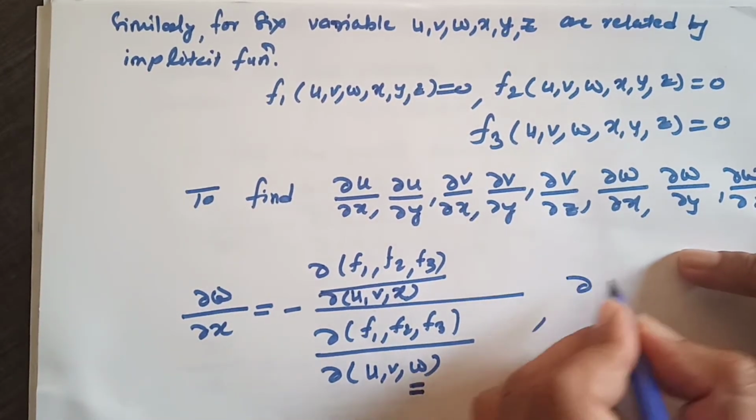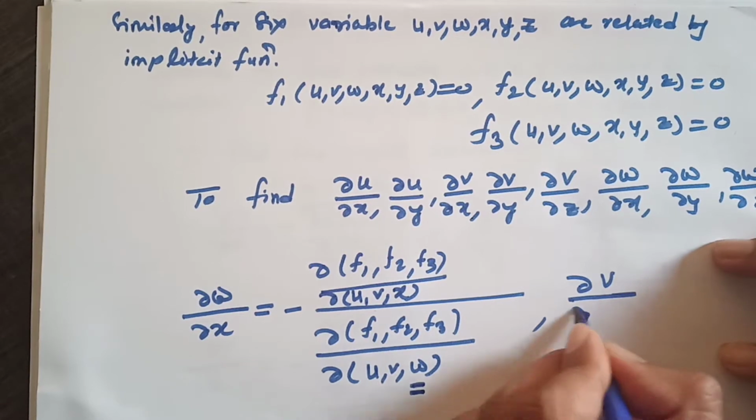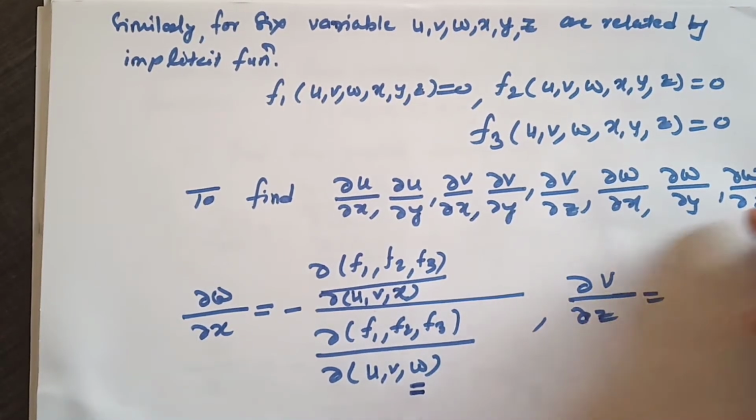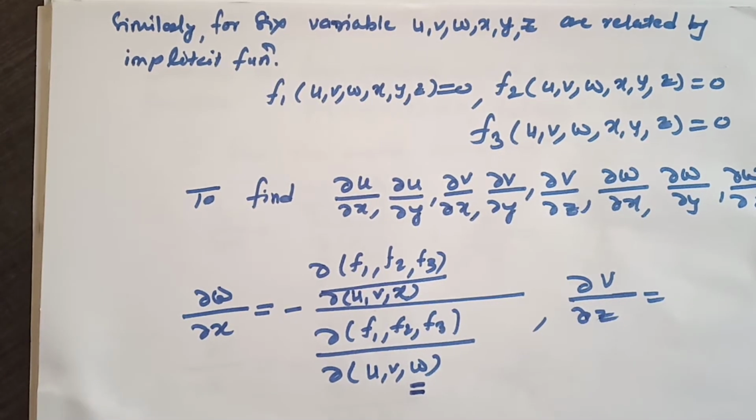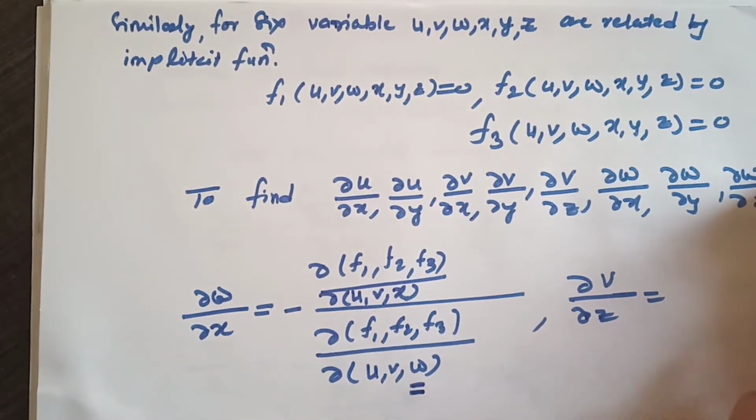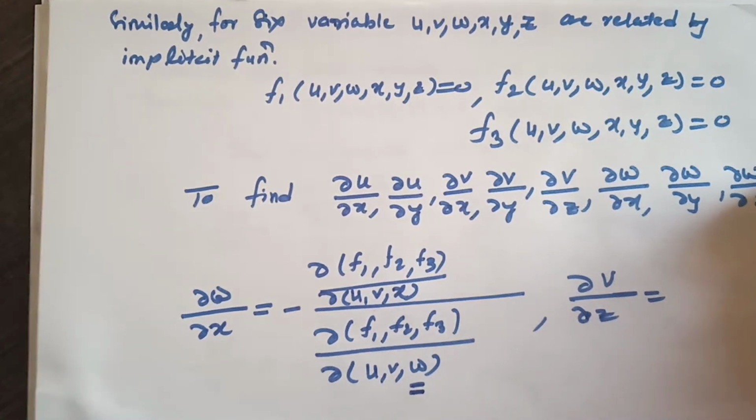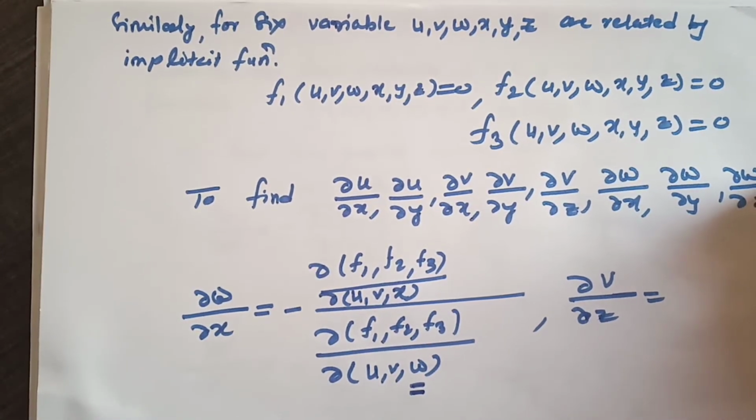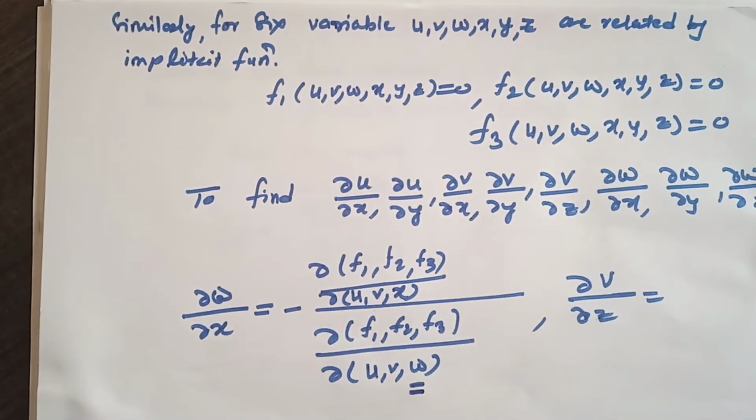Now you write v with respect to z, try for this. So what is the formula? Minus, first write the denominator Jacobian of f1, f2, f3 with respect to u, v, w, and then in the numerator Jacobian of f1, f2, f3 with respect to u, v, z.